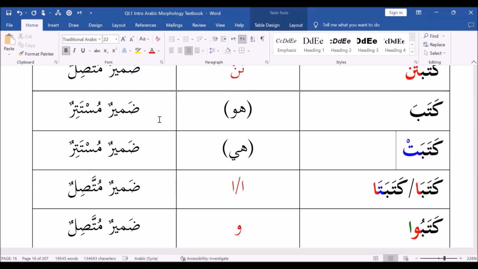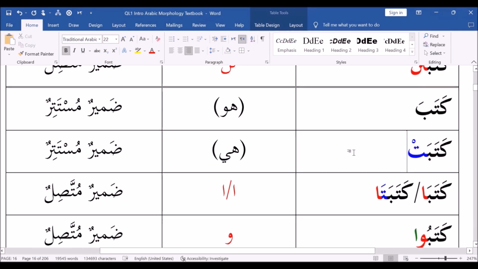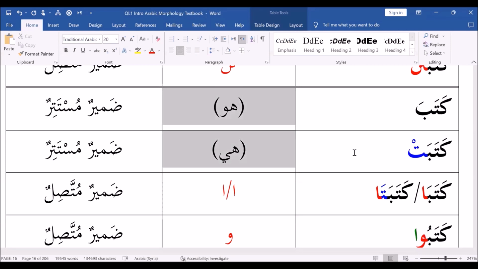The same thing with katabat. For katabat, this ta is not the fa'il. This ta is mentioned in blue, and blue ta is used for the feminine ta. This ta simply says that the fa'il is mu'annath. This ta, which is the feminine ta, simply says that the doer is feminine. So when I say katabat, the fa'il is hiya, she. And when I say kataba, the fa'il is huwa. Both are damir mustatir, hidden.